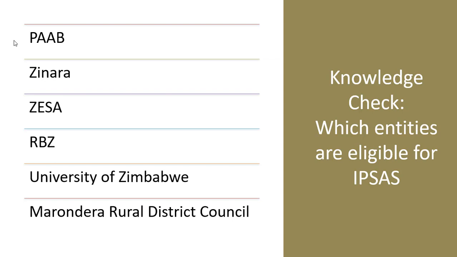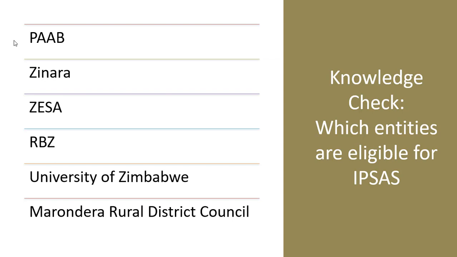When you look at ZESA, it supplies electricity at almost a commercial rate, which is enough to cover its cost. So it's not dependent on government support, but it meets its own cost. So ZESA would not go to IPSAS. RBZ mostly finances its activities from levies that are issued to the different banks and other fees. So ordinarily it would go to IPSAS rather.